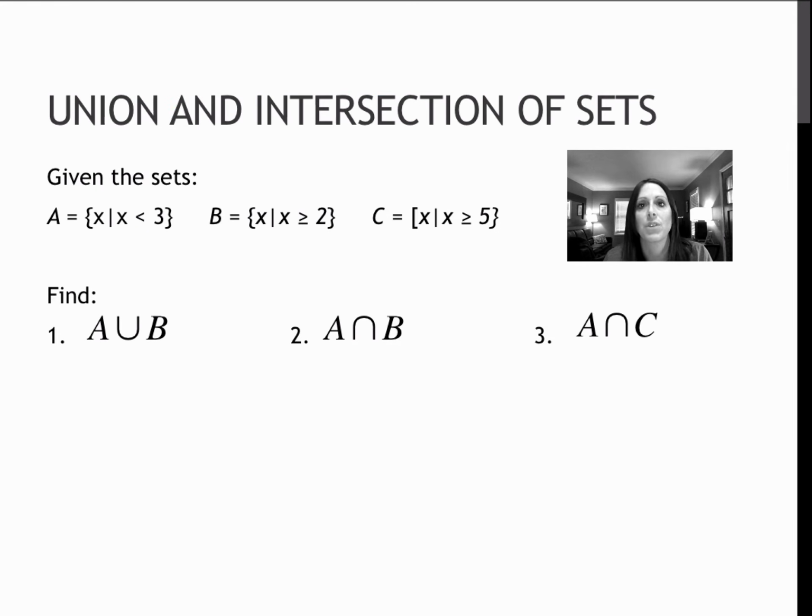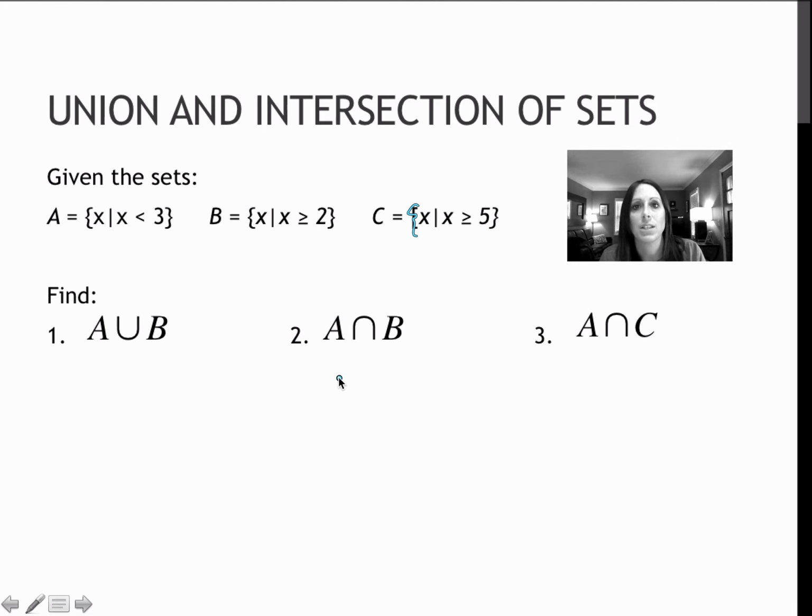Now, all of the questions that we've done so far have been sets that were discrete, and discrete means you can list all of the elements in the set. Now, these are going to be a little bit different because these are called continuous. So continuous means that it's a whole range of numbers. So set A is all of the numbers that are less than 3. And set B is all of the numbers that are greater than or equal to 2. And set C are all of the numbers, that should be a bracket like that, all of the numbers that are greater than or equal to 5.